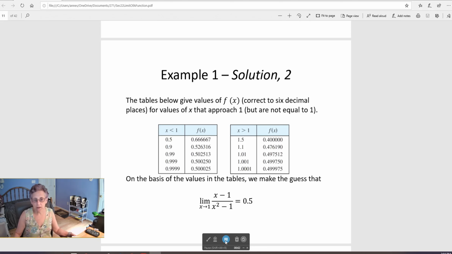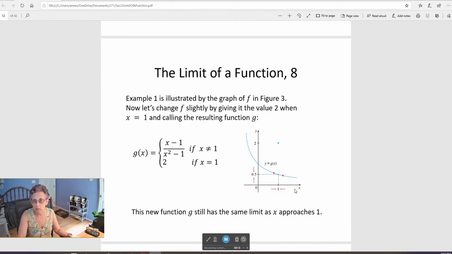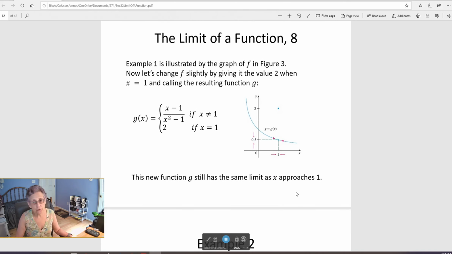All right, let's continue with section 2.2, limits of a function. The example we just completed was the limit as x approaches 1 of (x minus 1) over (x squared minus 1). That was equal to 0.5. That's a rational function. Maybe you remember graphing those back in Math 171. It has a hole when x is equal to 1, and the location of that hole is at 1/2.